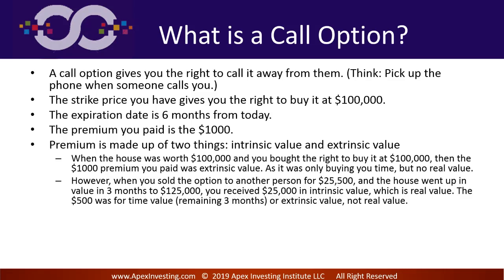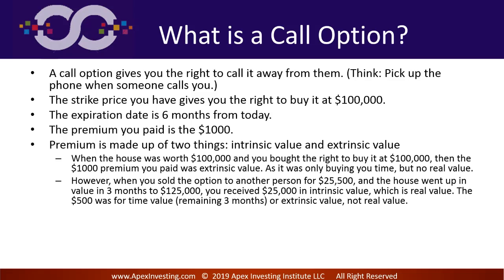Okay? Now, when you sold the option to another person for, say, $25,500 and the house went up in value to, let's say, $125,000 in that 3 months, well, you received $25,000 in intrinsic and real value because the house is actually worth $125,000. So you sold the contract for $25,500 for the right to buy it for $100,000. So you got $25,000 in real value, which is value that the house has, and $500 in time value, which is the remaining 3 months of the extrinsic value. It's not real value, it's time value.